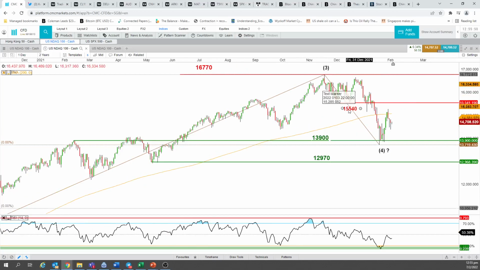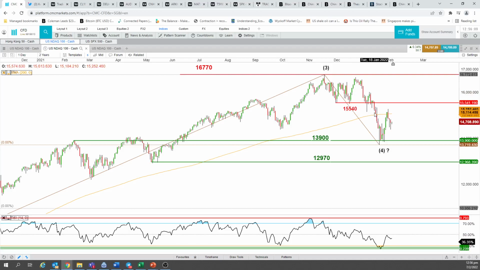Why is this level important? Because it was the former swing low area of 3rd of December and 17th of December that held the previous price movement. Then after a break below it, it unleashed this last steep down move to test that long-term pivotal support at 13,900.